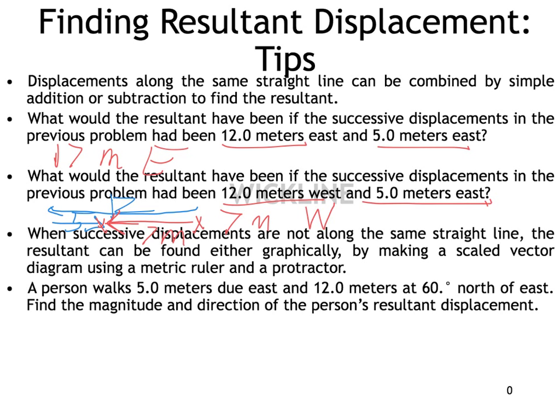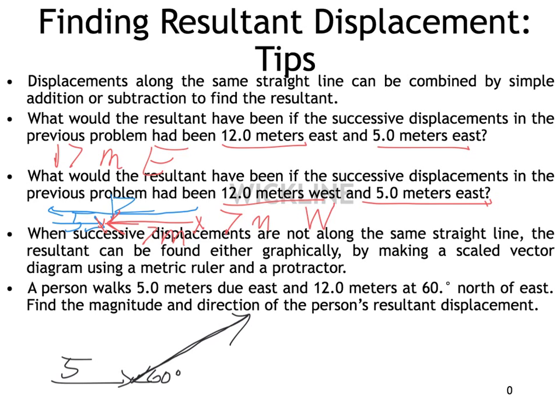All right, so when you have successive displacements that are not along the same straight line, however, then you need to use a graphical method for finding the displacement. So let's say that a person walks 5 meters due east, and then they turn and they go 12 meters at 60 degrees north of east. So east is to the right. I'm going to just draw an angle that looks about like 60 degrees to me. So that to me looks about like 60 degrees, and it is north of east. So it's going to go along that line for 12 meters.